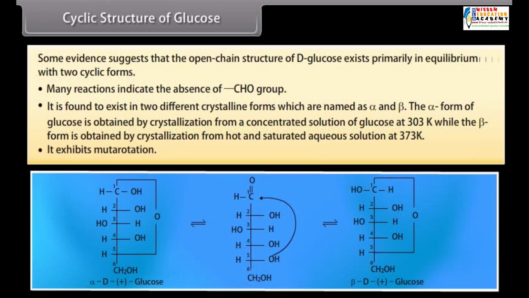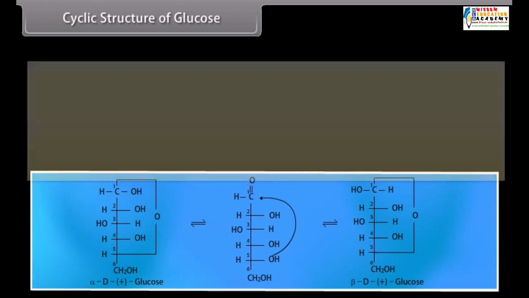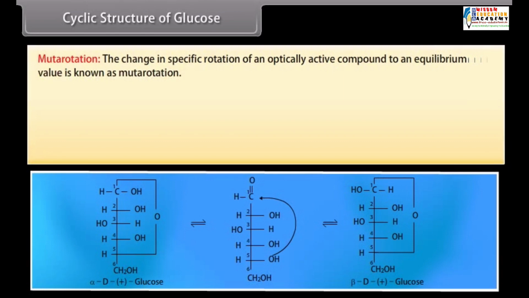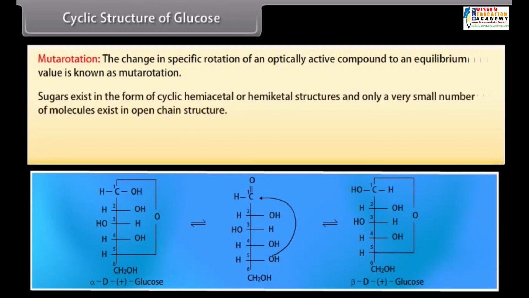It exhibits mutarotation. The change in specific rotation of an optically active compound to an equilibrium value is known as mutarotation. These observations are attributed to the fact that sugars generally exist in the form of cyclic hemiacetal or hemiketal structures, and only a very small number of molecules exist in open chain structure.